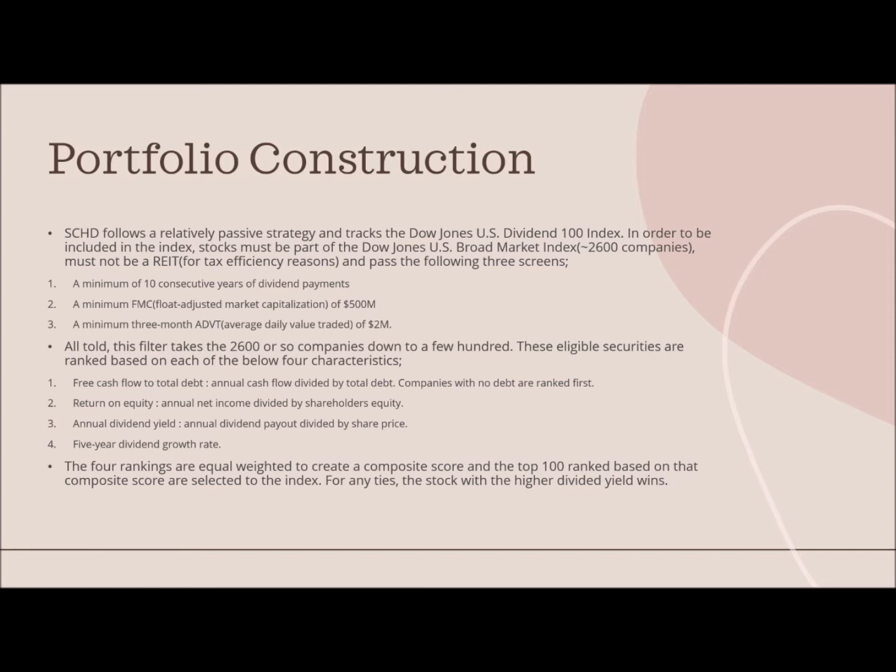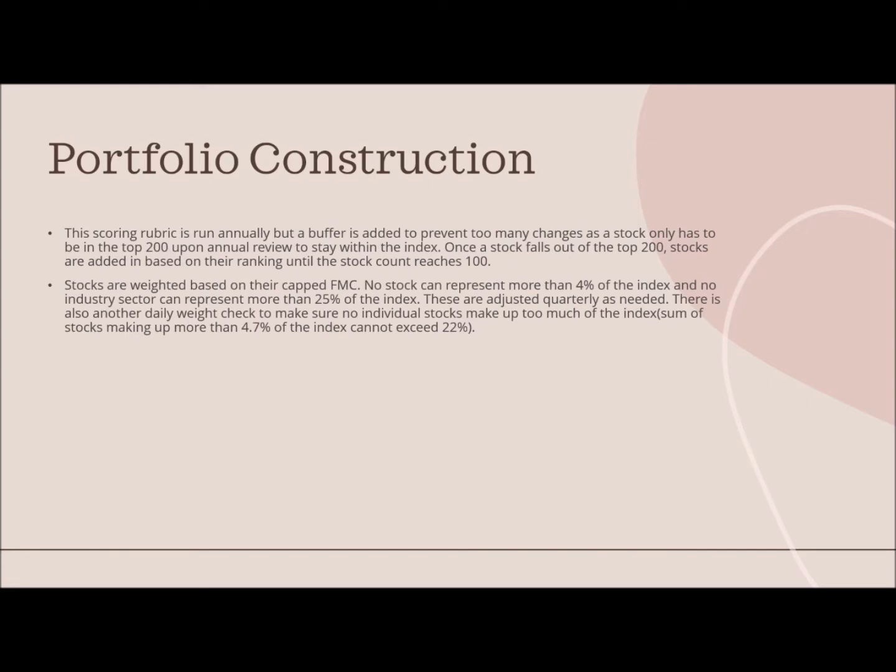And in this scenario, the stuff that it filters out makes sense. So this scoring rubric is run annually. A buffer is added to prevent too many changes. A stock only has to be in the top 200 upon annual review to stay within the index. So again, they want to make sure that companies aren't in and out too often, because that's potentially going to change the expense ratio. They want to keep it as passive as possible.